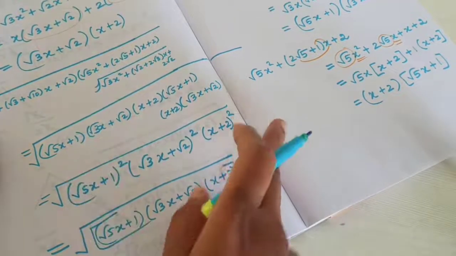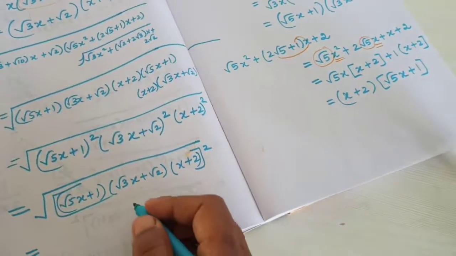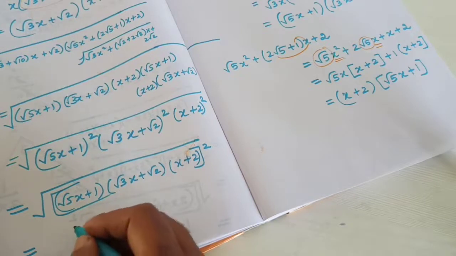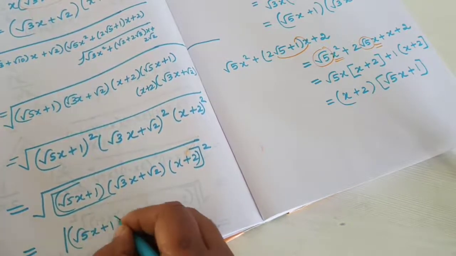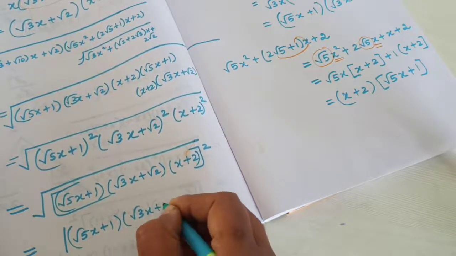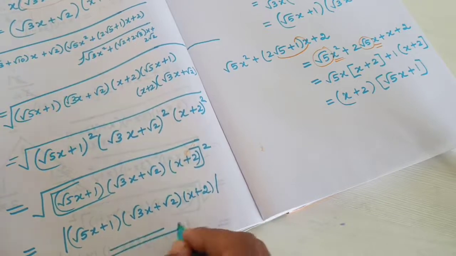I am taking all the square terms as common. Now the square and root get cancelled, and what is the thing? We need to write the absolute value. That means positive value. So inside the modulus we are writing the answer: root 5x plus 1 into root 3x plus root 2 into x plus 2. That's all. Easy, no?